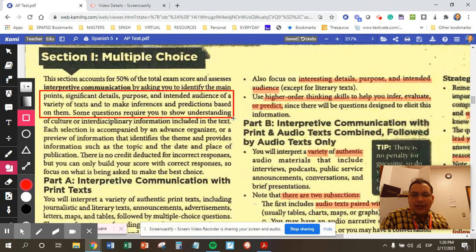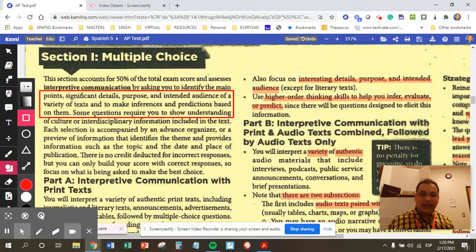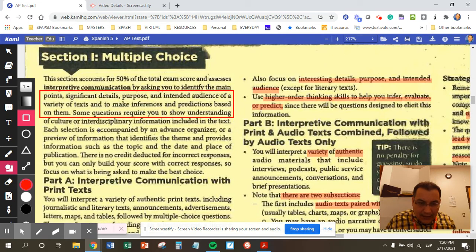Sigamos. Some questions require you to show understanding of culture, of interdisciplinary information included in the text. Each selection is accompanied by an advanced organizer or a preview of information that identifies the theme and provides information such as the topic and the date and place of publication. There's no credit deducted for incorrect responses, but you can only build your score with correct responses. So focus on what is being asked to make the best choice.